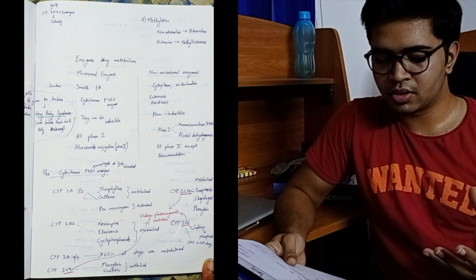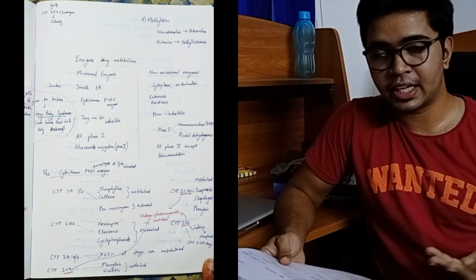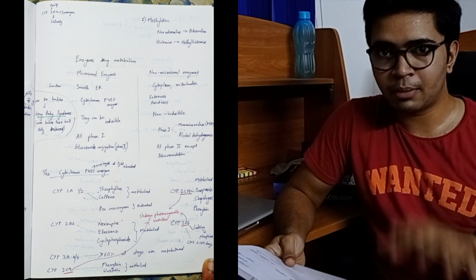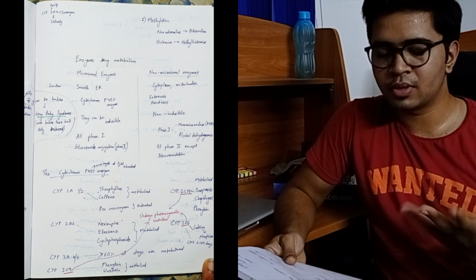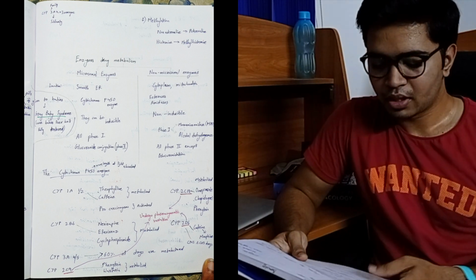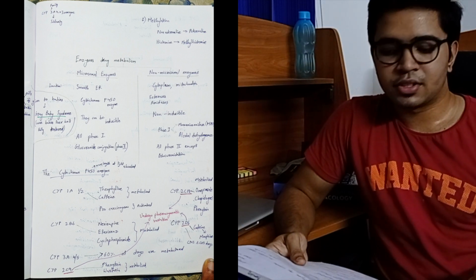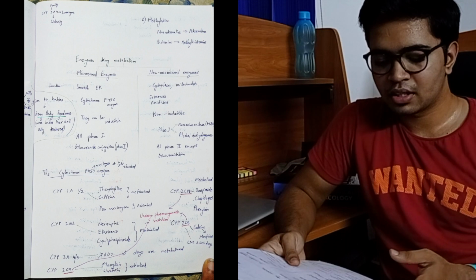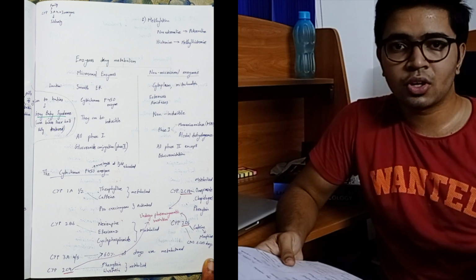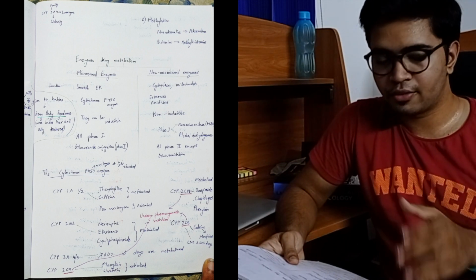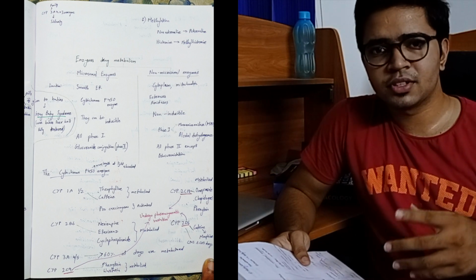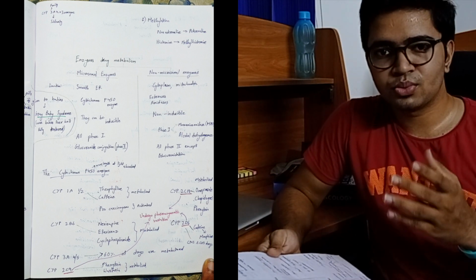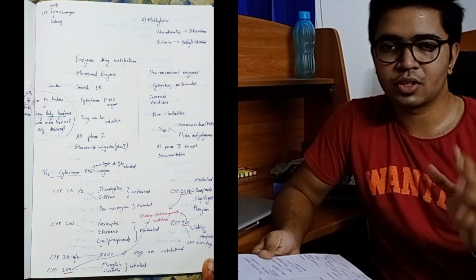These microsomal enzymes can be inducible. They can be induced, or they can be depleted, whereas the non-microsomal are non-inducible. The examples of microsomal enzymes are all the phase 1 reactions and the glucuronide conjugation in phase 2 reactions. The examples of non-microsomal enzymes are all the phase 2 reactions except glucuronidation.